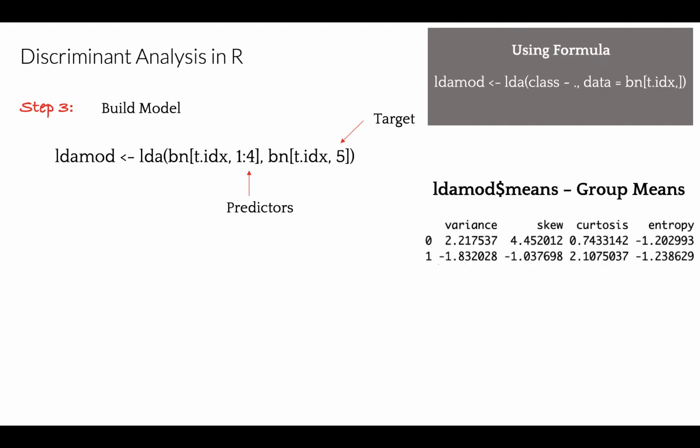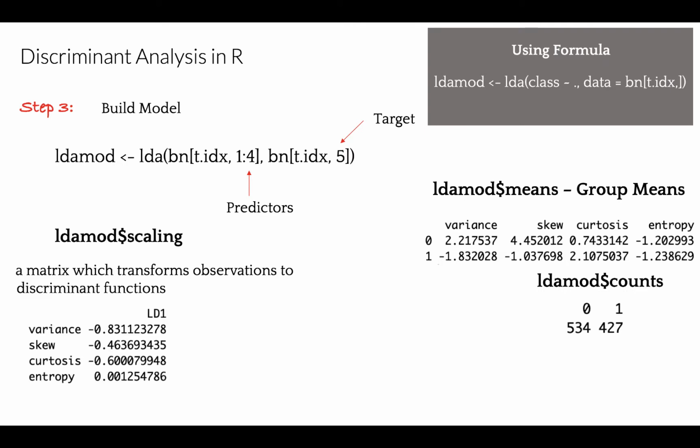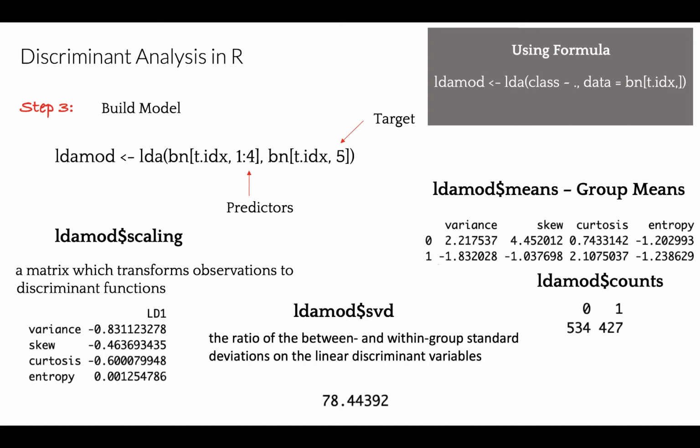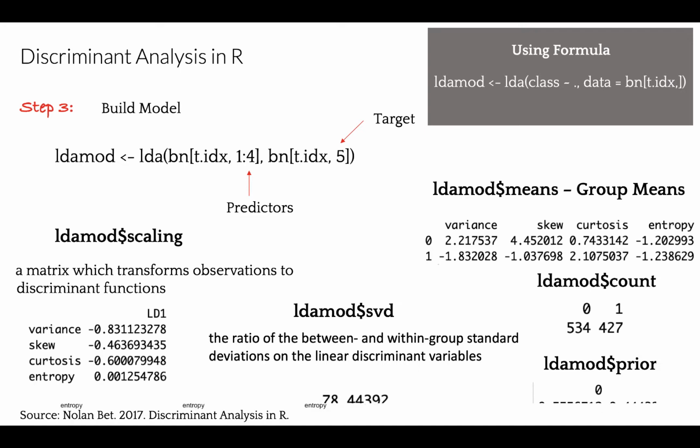The model summary provides us with variable metrics. We can look at group means. These are the averages of each predictor within each class as estimates. We can look at the counts. Scaling exhibits a matrix which transforms observations to discriminant functions. We can look at the ratio of between and within group standard deviation. We can also look at the prior probability. In other words, 56% of our training data observations represent class 0 and 44% of our observations represent class 1. And recall, class 1 and 0 represent classes of genuine or forged banknote.